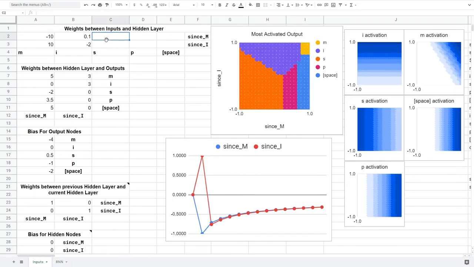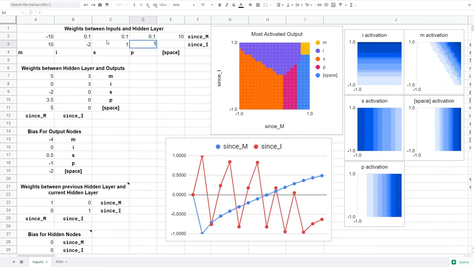Let's use the same 0.1 value for the delta to since M for both S and P, since they all have kind of advanced one letter's worth. For the since I component, let's try positive 1, since that's half the magnitude we used earlier. Additionally, we'll have the weights for space put us all the way in the upper right corner by being large positive numbers. This lower chart here shows us how the since M and since I hidden node change as we see more and more letters. And it's looking a little bit strange.